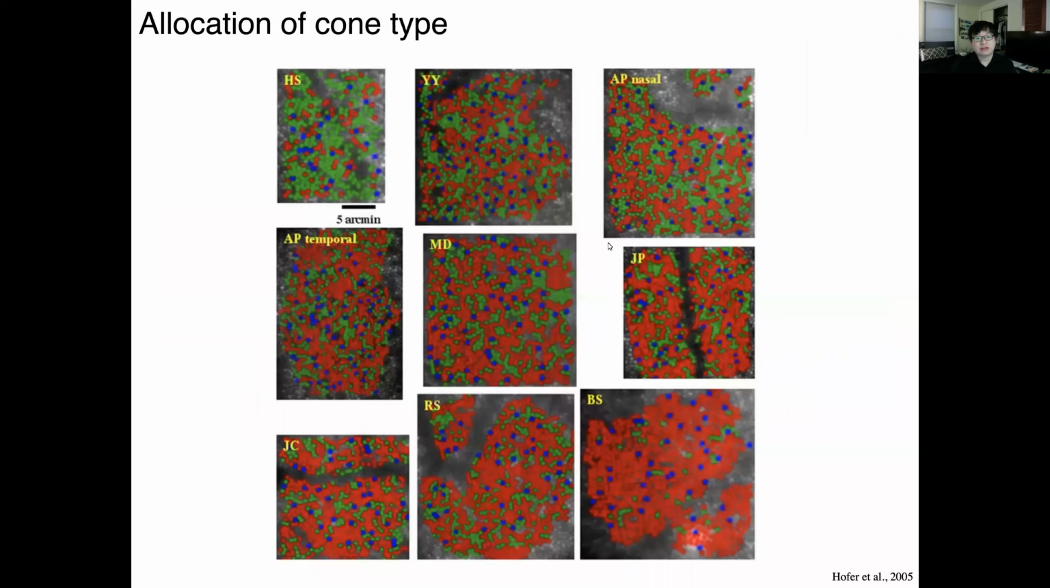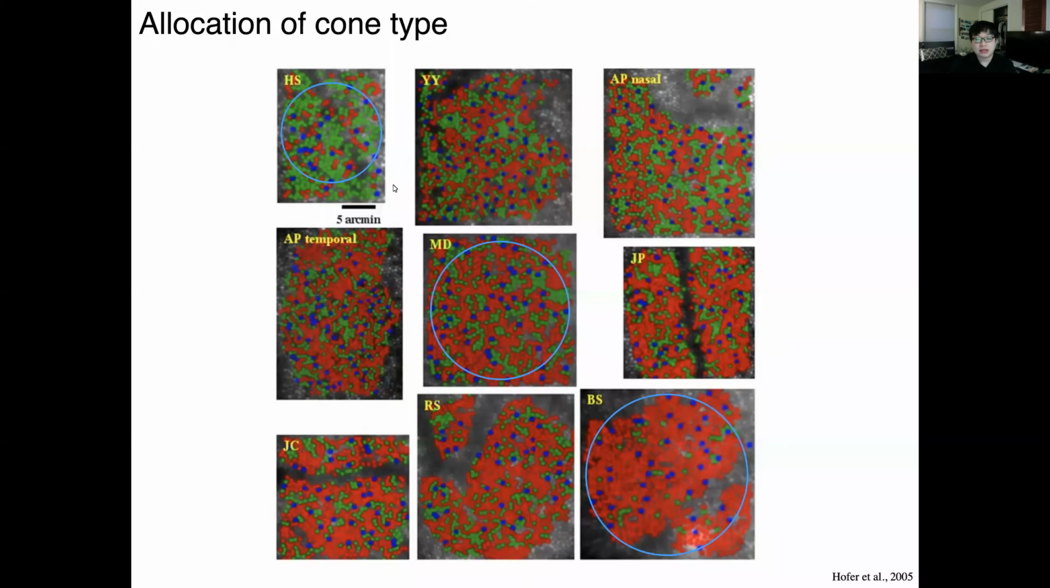One interesting variation we're going to look at is the number or proportion of different cone types. Here, I'm showing you the cone mosaics of 8 human subjects measured using adaptive optics techniques. As you can see, across different individuals, there's a large variation in the proportion or number of L and M cones, or the L-M cone ratio. On the contrary, the proportion of S cones stays relatively stable and small.